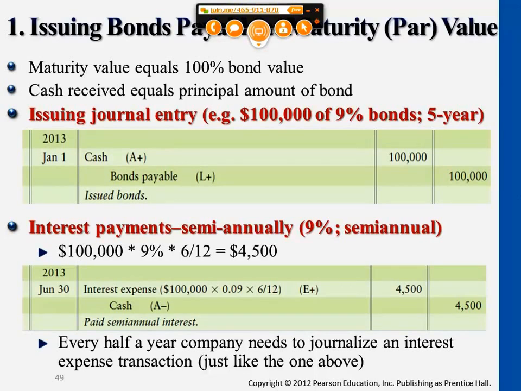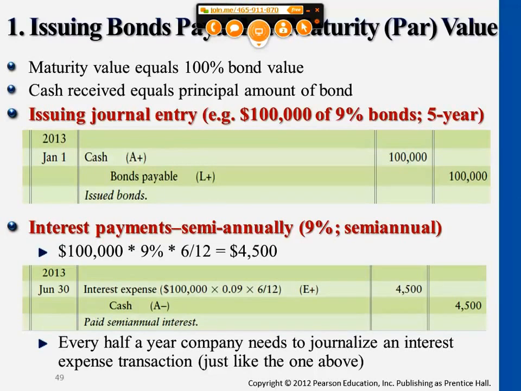Because it would always be 6 over 12, and the principal amount would always be $100,000, okay, for this case. Okay, so the third entry here: what happens when the company pays off the bond to creditors? You want to guess how we journalize this?